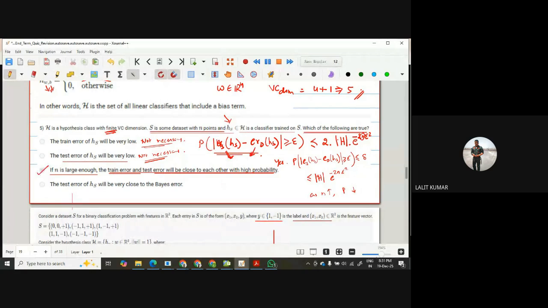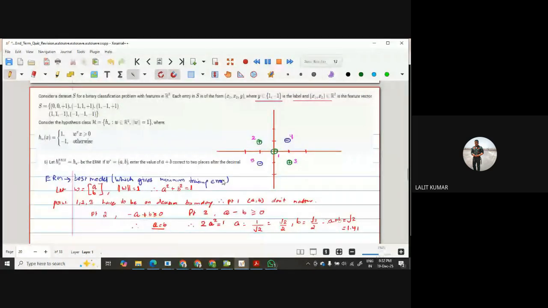Next is consider a data set for a binary classification problem with the feature in R2. Each entry has got x1, x2, y, where y is either 1 or minus 1 is the label, and x1, x2 belongs to R2. These are the points which are there. Consider the hypothesis class H is equal to hW, W belongs to R2, and the norm of W is equal to 1, where hW(x) is equal to 1 if W transpose x is greater than or equal to 0, or minus 1 otherwise. So if we plot these points, these are 0, 0, these are the positive points, and these are the negative points.